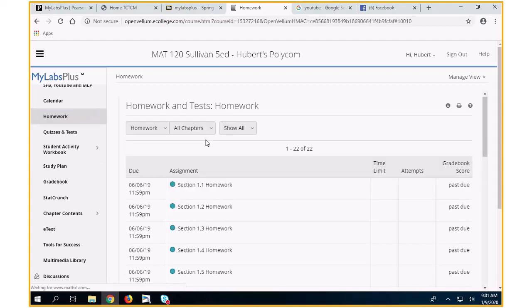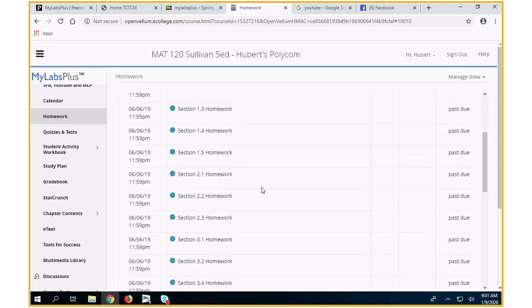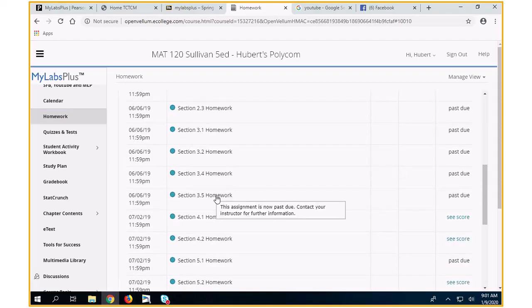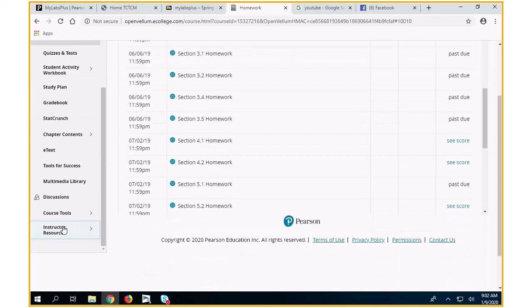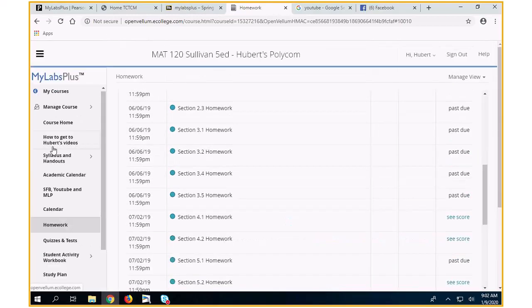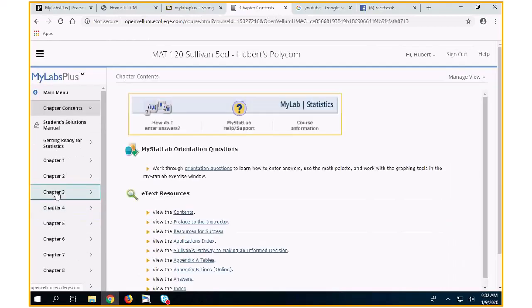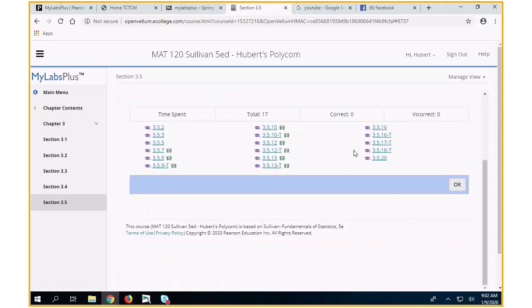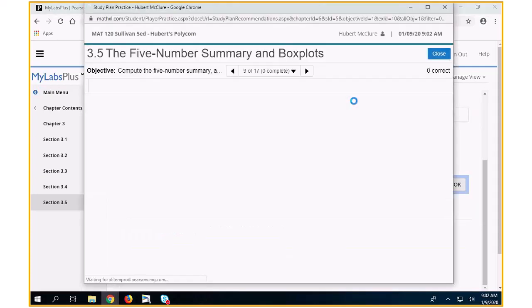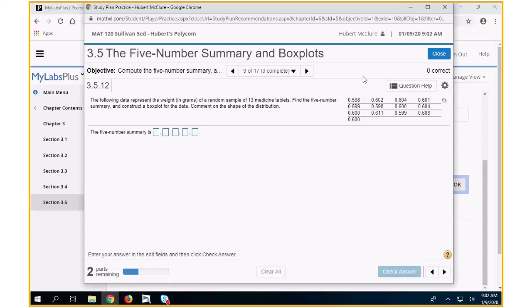Homework. I'm going to go to chapter 3 because that's, and I bet it's not going to let me go in it. Nope. So I'll go to study plan because it's the same thing. I hadn't opened it. Hold on a second. Chapter contents, chapter 3, 3.5, study plan. So this is what your homework looks like. I want you to focus on this button right here.